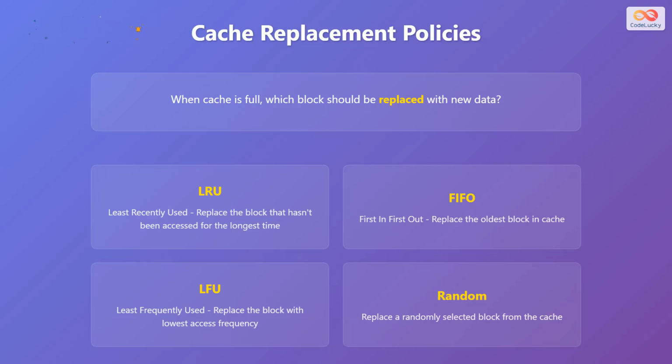The least recently used policy replaces the block that hasn't been accessed for the longest time. The first in first out policy replaces the oldest block in the cache. The least frequently used policy replaces the block with the lowest access frequency. And the random policy replaces a randomly selected block from the cache.